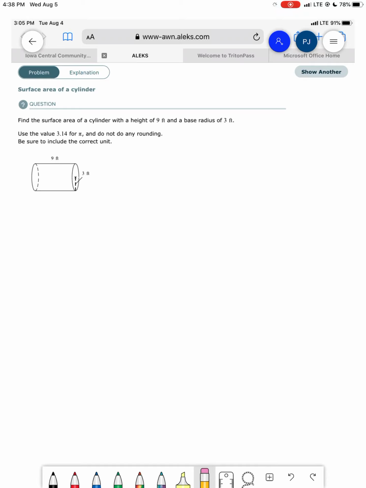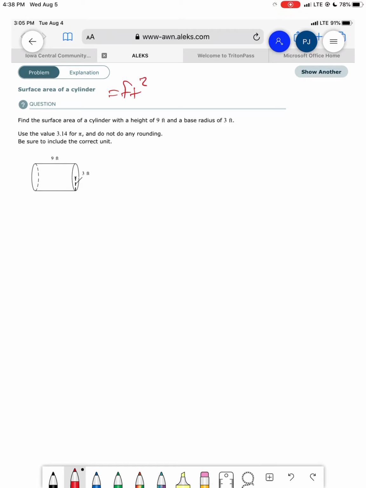So it's area. So in this case, it's feet. So we know that the result is going to be in feet squared. Okay, so it's going to be in feet squared. So we need to pay attention to that. So I want you to think about, what is a cylinder?